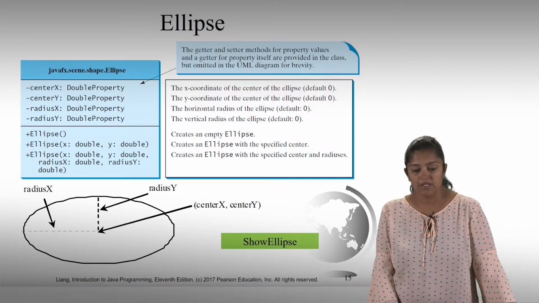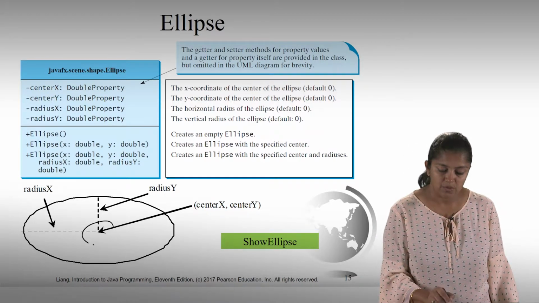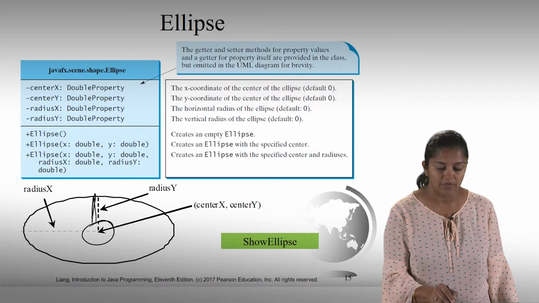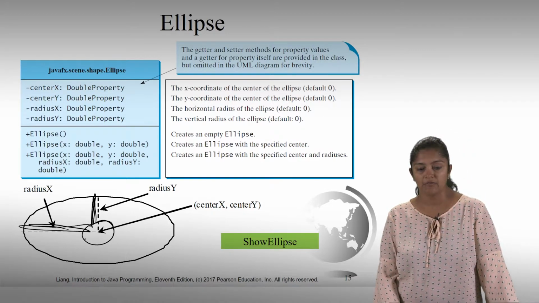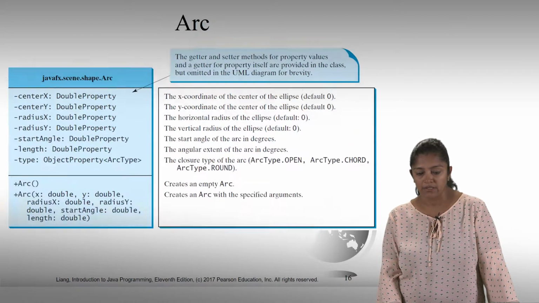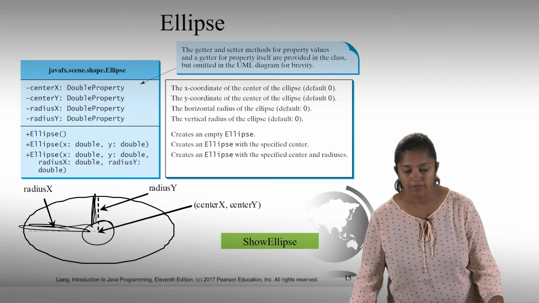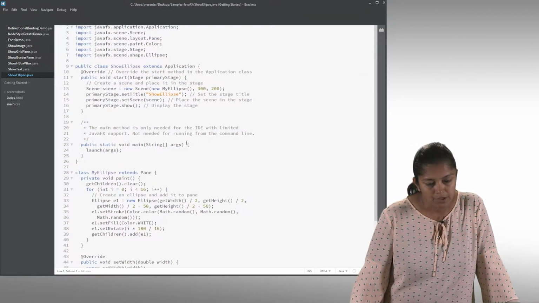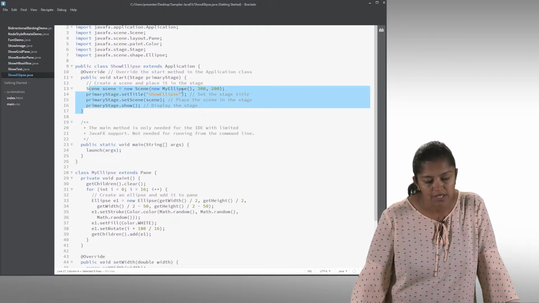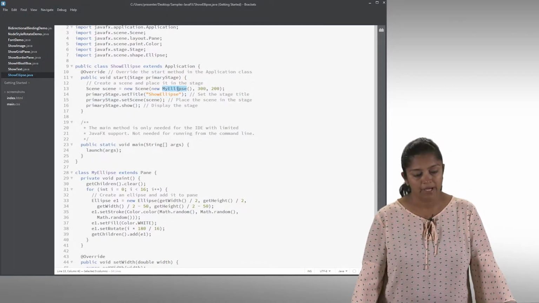Ellipse is a little different. So again, with ellipse, you have to specify the center XY coordinates, and then the radius Y and radius X. So multiple things have to be specified, and then that creates the ellipse. Let me quickly show you the show ellipse example. So here's the show ellipse, wherein we are initially setting up the stage, and onto the scene we are adding a new MyEllipse object.